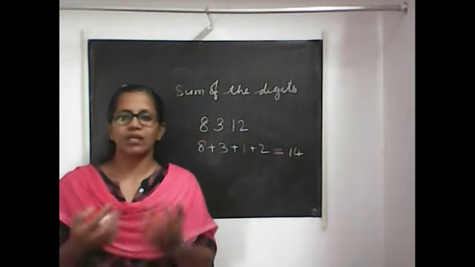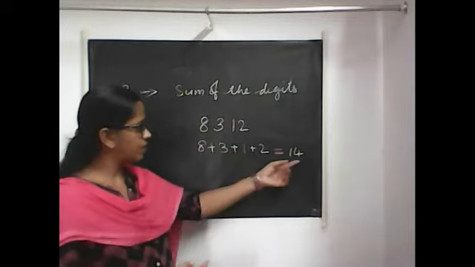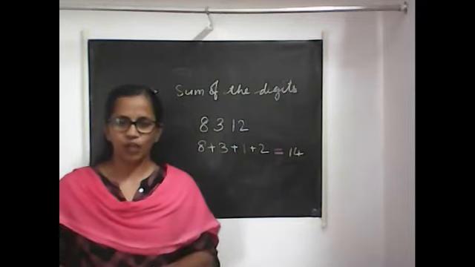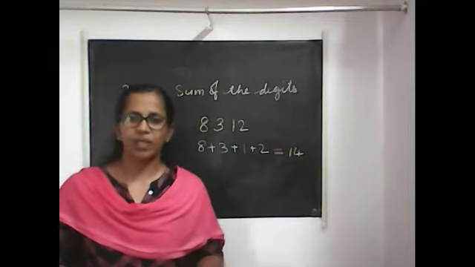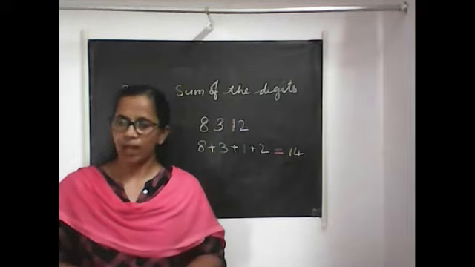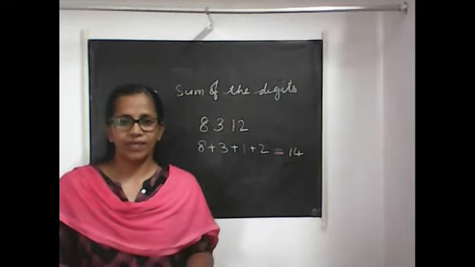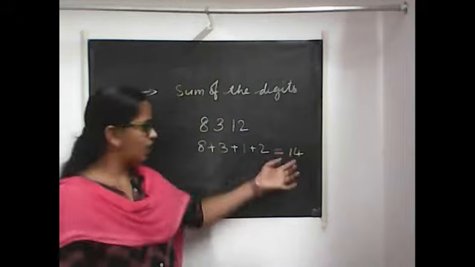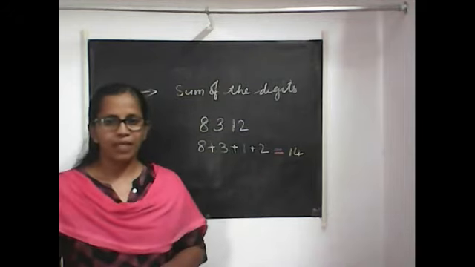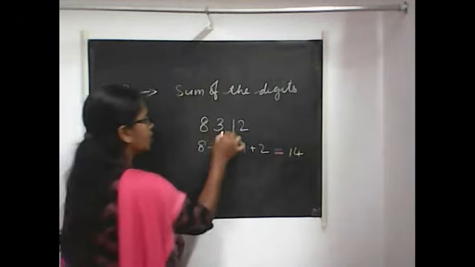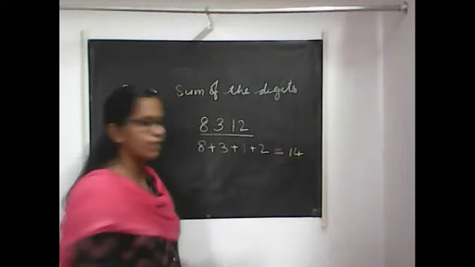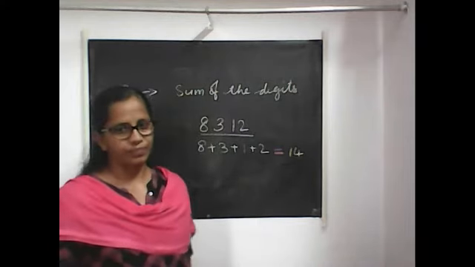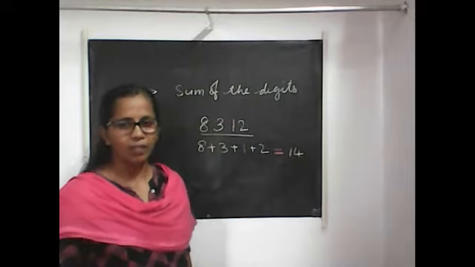For that you say the table of 3. Is there 14 in 3's table? 3 1s are 3, 3 2s are 6, 3 3s are 9, 3 4s are 12, 3 5s are 15. There is no product 14. That means 8312 is not divisible by 3. Okay? It's not divisible by 3.